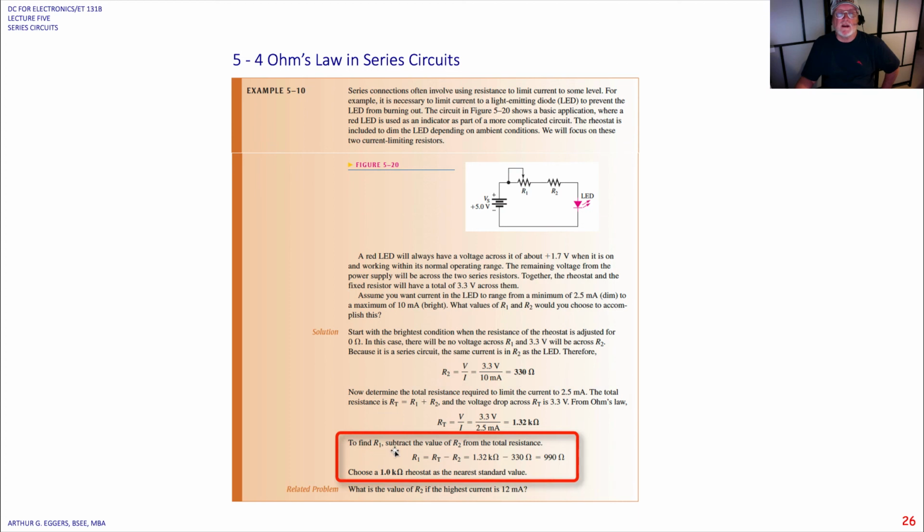To find R1, we subtract the value of R2 from the total resistance. So R1 is equal to R total minus the value of R2. The total we just calculated, 1.32 k ohms, we subtract the fixed resistive value, 330 ohms, and we get 990 ohms. Okay, so you would choose a 1K ohm rheostat, because that's close to 990, as the nearest standard value. You're not going to find a 990 ohm, 9/10 of a K ohm resistor in the bench stock.